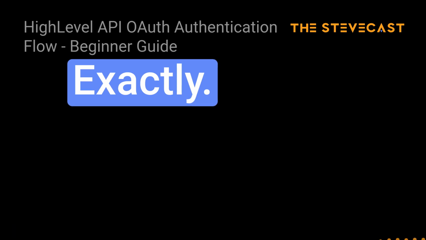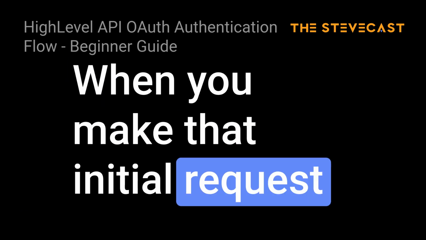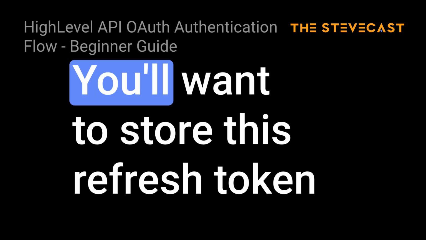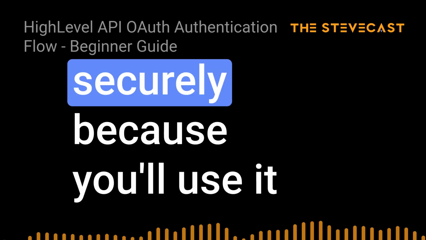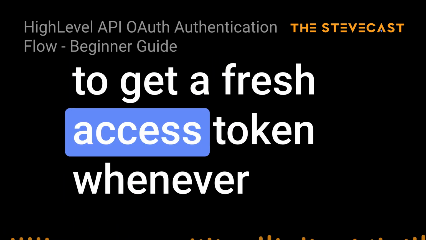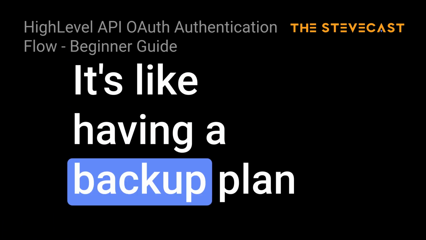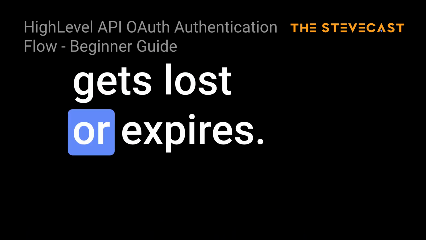I like it. Exactly. When you make that initial request for an access token, HighLevel will also send you a refresh token. You'll want to store this refresh token securely because you'll use it to get a fresh access token whenever the old one expires. That makes a lot of sense. It's like having a backup plan in case our access token gets lost or expires.